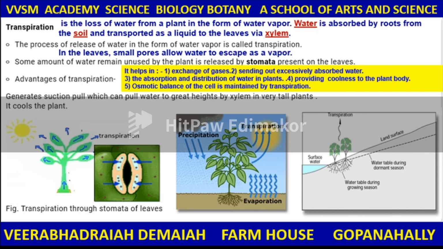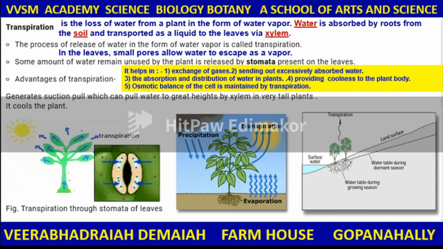Transpiration is the loss of water from a plant in the form of water vapor. Water is absorbed by roots from the soil and transported as a liquid to the leaves via xylem. This process helps in exchange of gases, sending out excessively absorbed water. The absorption and the distribution of water in plants, providing coolness to the plant body. Osmotic balance of the cell is maintained by transpiration.